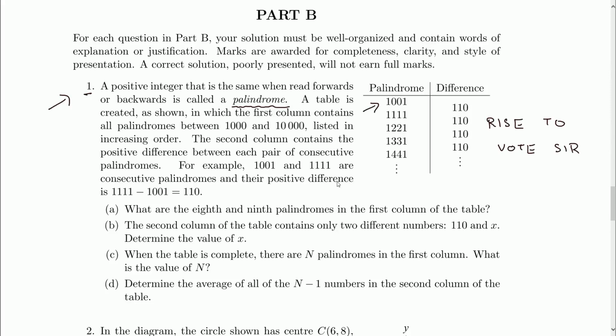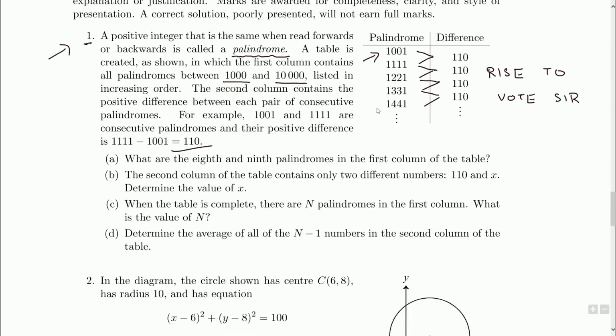A table is created, as shown, in which the first column contains all palindromes between 1,000 and 10,000. So all 4-digit palindromes, listed in increasing order. The second column contains the positive difference between each pair of consecutive palindromes. So the difference between 1,111 and 1,001 is 110. And it looks like it's the same difference most of the time, maybe all the time. They've got the example that I just read aloud. So we're talking about 4-digit palindromes and their differences.